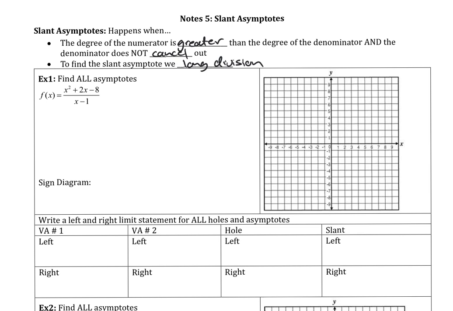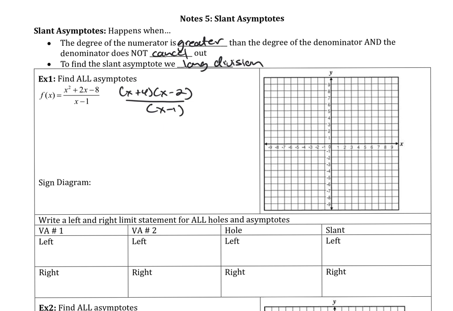To go ahead and find our slant asymptote, again, we're going to use long division, but first I want to verify that nothing's going to simplify or cancel out. And when I look at x squared plus 2x minus 8, that can factor. We have x plus 4 and x minus 2. But then when I look at that in my denominator, I have x minus 1, and nothing is going to cancel out there. So now I can go ahead and do some long division.